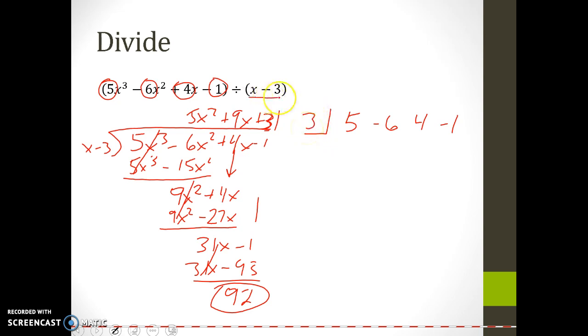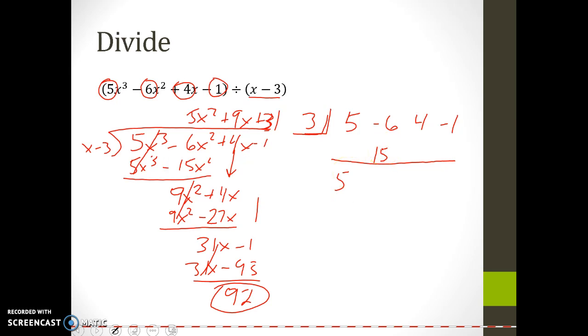Because I'm dividing by x minus 3, my solution, if this were a factor and I set it equal to 0, would be that x is equal to positive 3. So I'm going to put a positive 3 here. And then all I'm going to do is simply add and multiply. I'm going to add 5 plus, there's nothing here. So 5 plus 0 is 5. I'm going to multiply that times 3, which is 15.